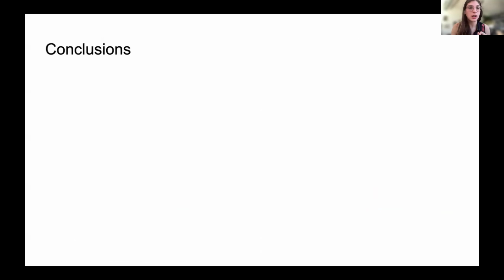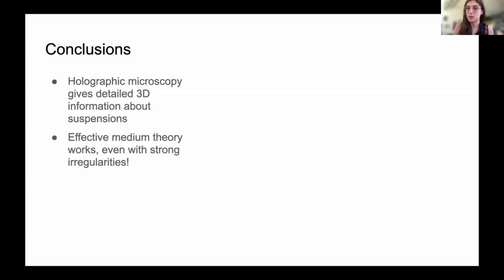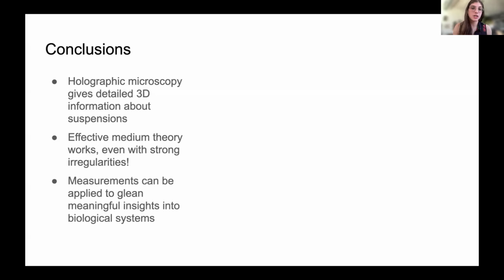And just to conclude here, I want to say that I've shown how holographic microscopy gives us detailed three-dimensional information about suspensions with very high precision, and how we can use effective medium theory to extract information about anisotropic particles, even when the conventional assumptions don't hold, even when there are very strong irregularities. And these measurements can be applied to glean meaningful insights into biological systems.